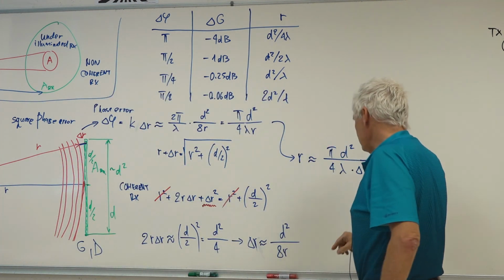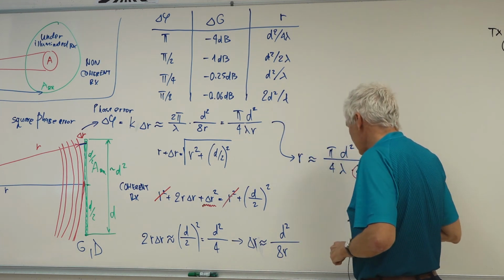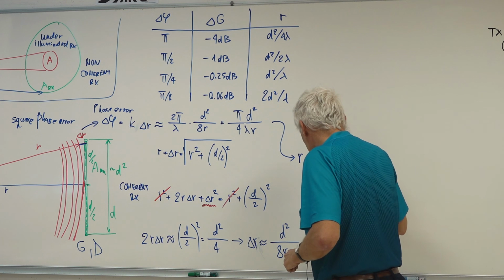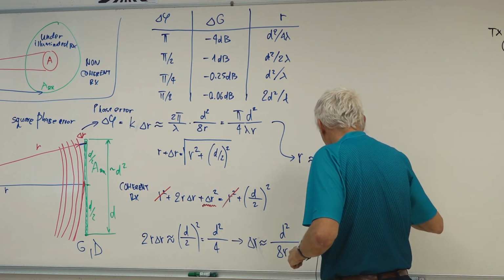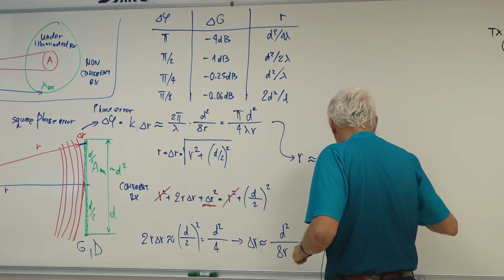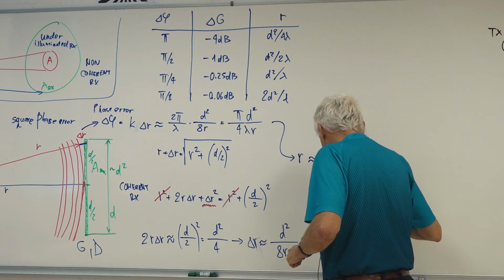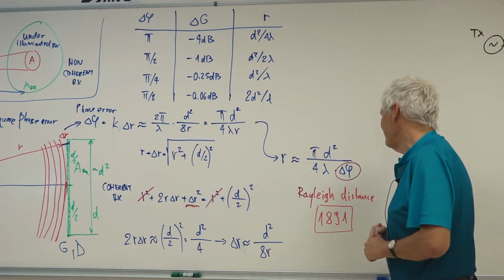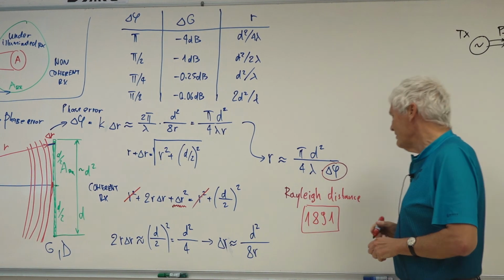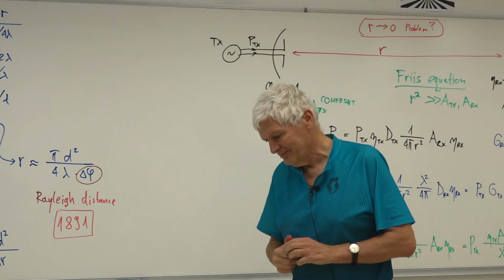So this distance we have here for a given delta phi, for which this error is given, is also called the Rayleigh distance. From 1891. Of course, in optics, not in radio, because radio didn't have directional antennas at that time. But I just want to point out that these things are not that new.